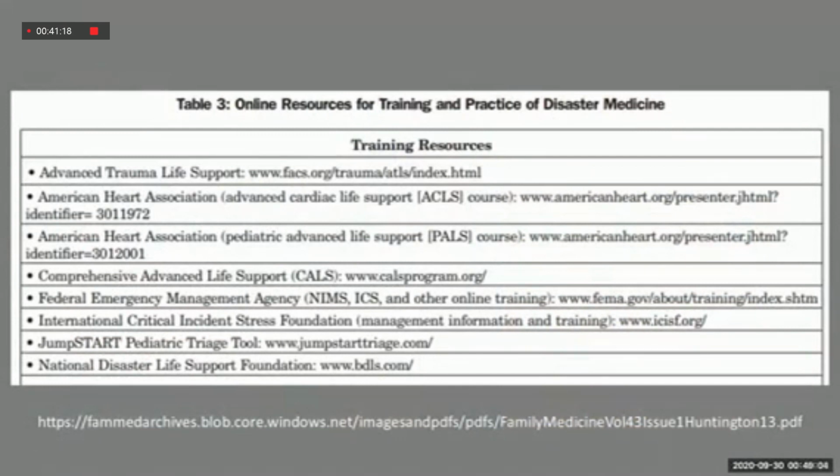Just to provide you other resources in terms of disaster medicine, these are just websites. You can check out ATLS, AHA, and others. These are just some additional information if you'd like for training and the practice of disaster medicine.